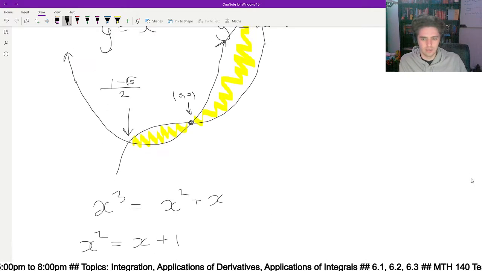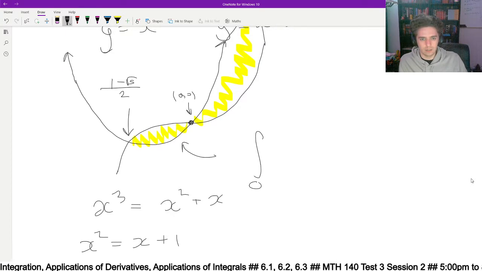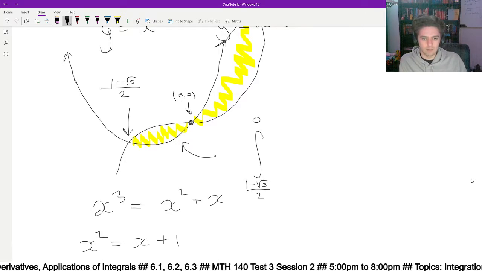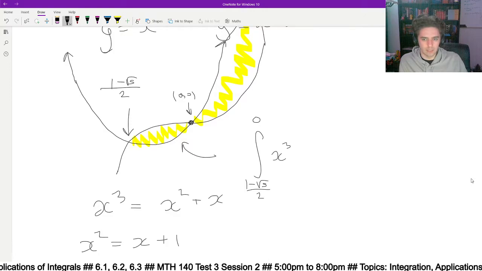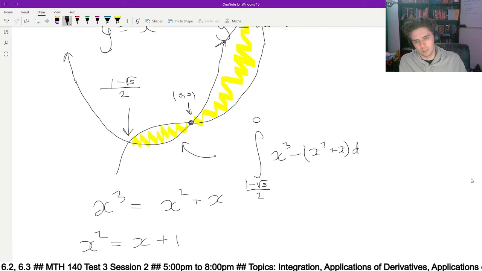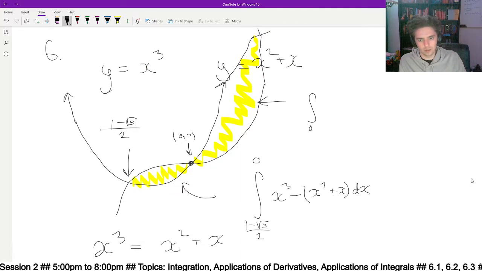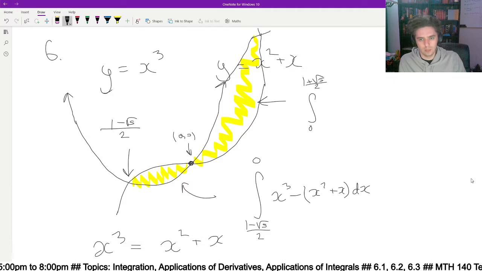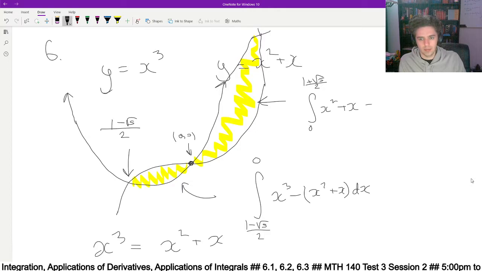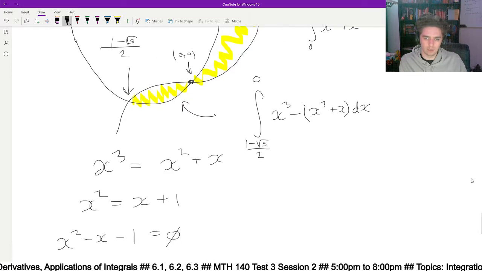But it's just two integrals. So we're taking this area, which is going to be the integral, sorry, not from 0, from 1 minus root 5 over 2 to 0 of the upper function, x cubed, minus the lower function, x squared plus x, dx. And then this area here is going to be another integral from 0 to 1 plus root 5 over 2 of the upper function, x squared plus x, minus the lower function, x cubed, dx. And then we just evaluate these two integrals and put them together.